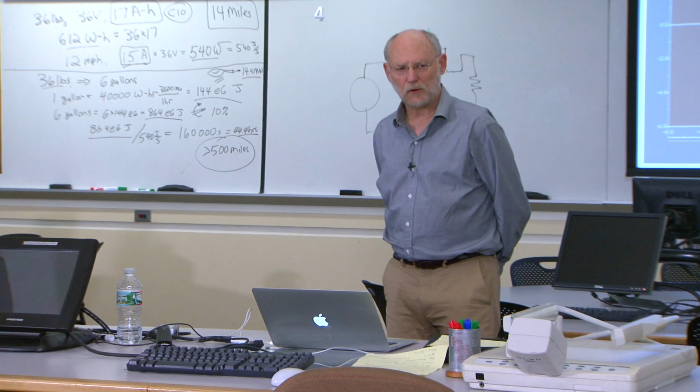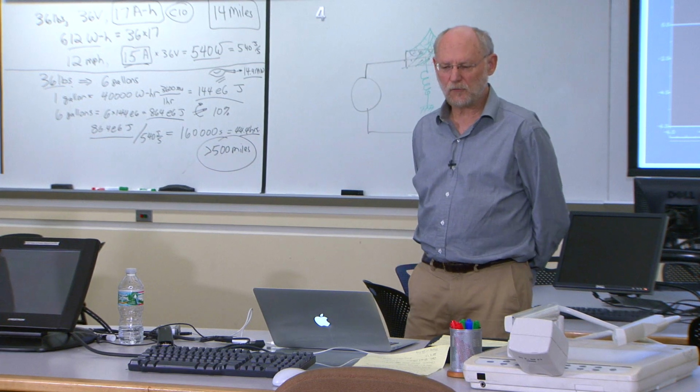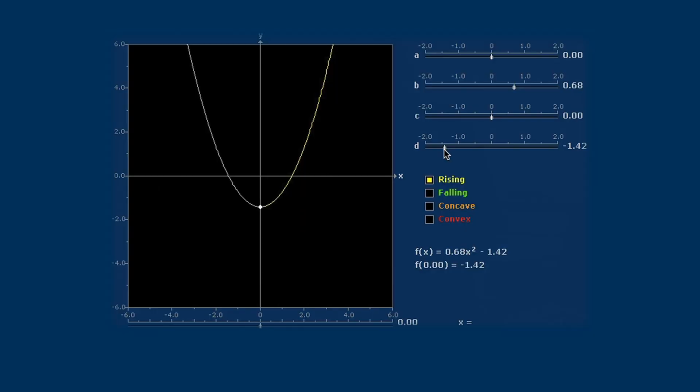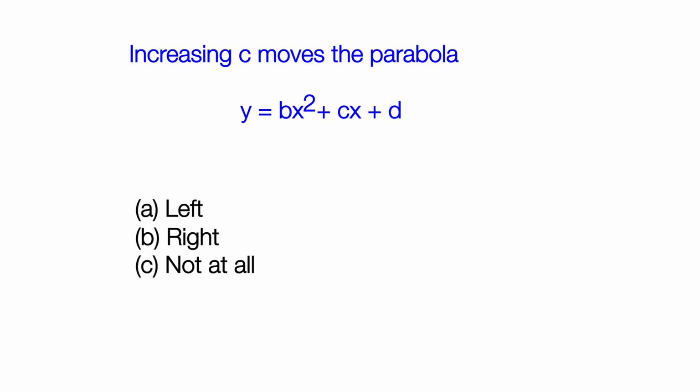All right, so now I have another question for you. What role does the coefficient of the linear term play? If I change that linear coefficient, which is 0 right now, if I increase it, what will happen to the parabola? C is the coefficient of the linear term, that x. So the parabola I'm looking at has the formula y is bx squared plus cx plus d. If I increase c, what will happen to the parabola?